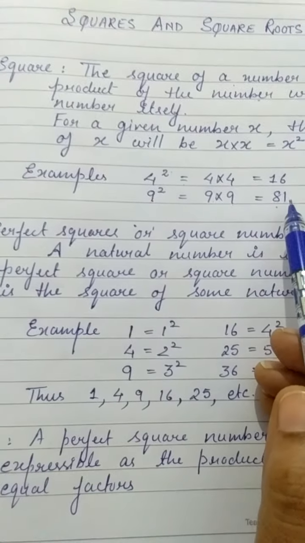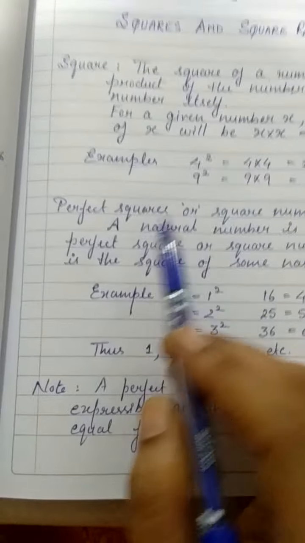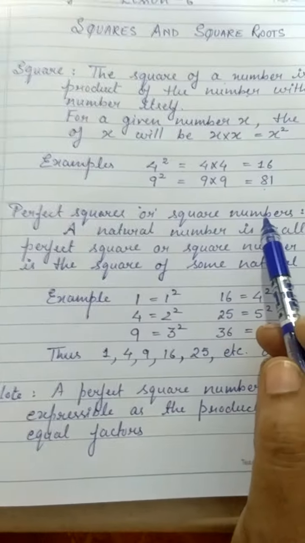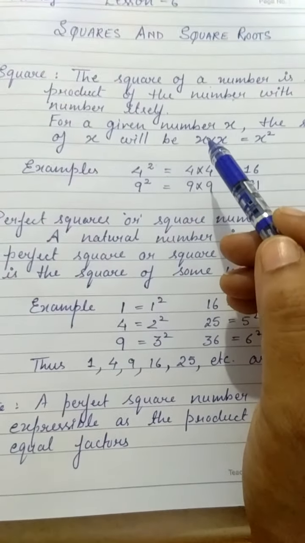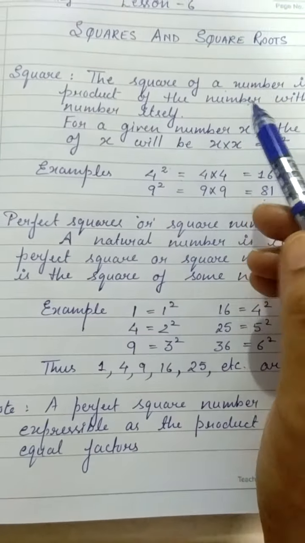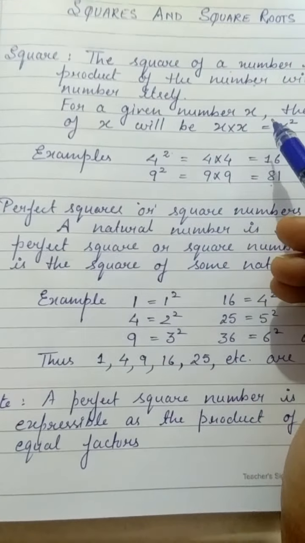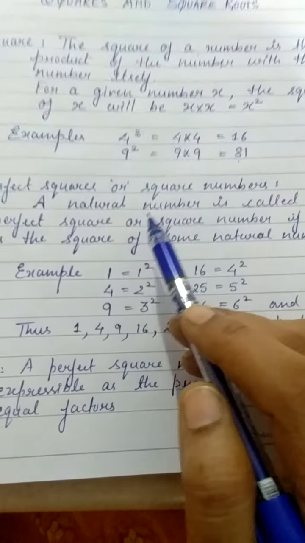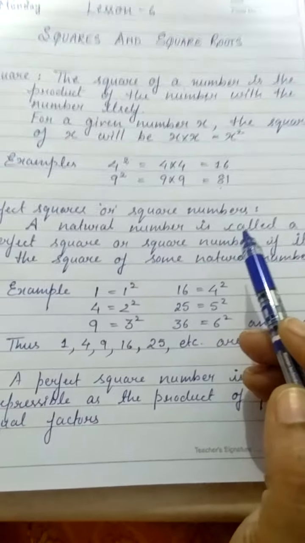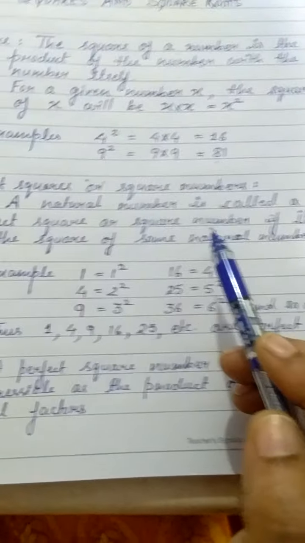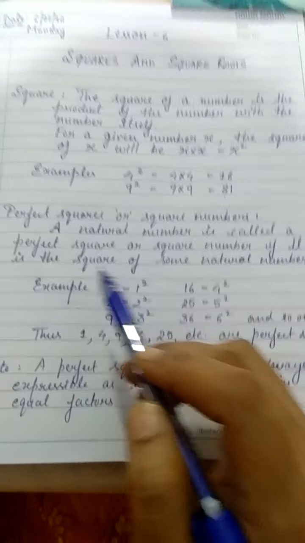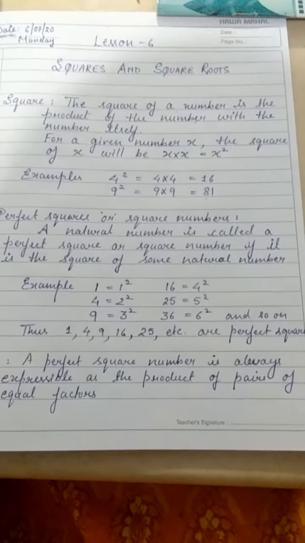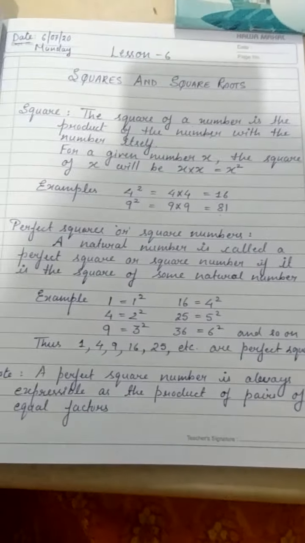Got it? Now we are coming to the next term, that is perfect squares or square numbers. Are you getting, children? The concept of square was when we multiply the number by itself, we get the square of a number. Now we are coming to perfect squares or square numbers. A natural number is said to be a perfect square or square number if it is the square of some natural number. When do we call a number a square number? If it is square of some natural number.